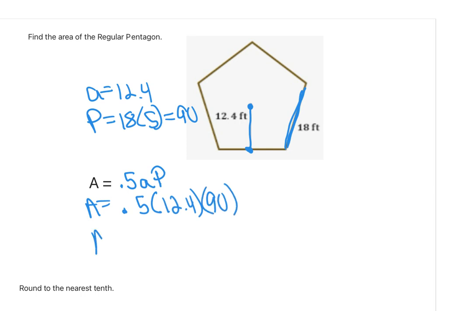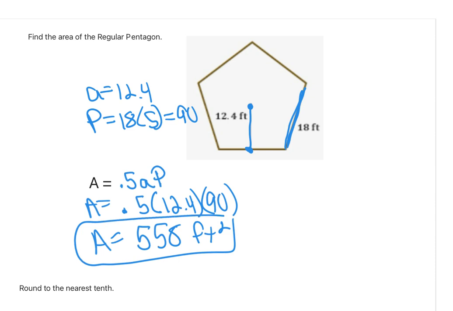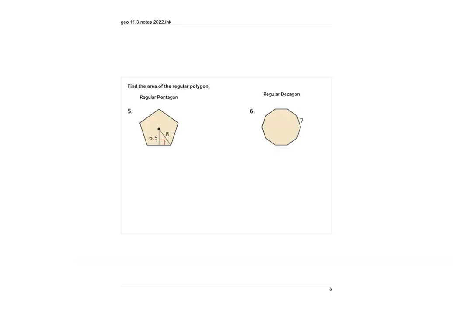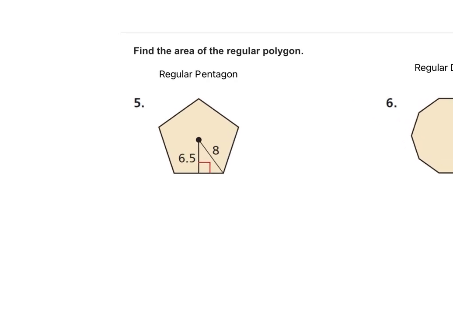And when we multiply those 3 together, we get 558, its area, so we are going to be in feet squared. So that was a nice, easy one. They're not all so nice, though. Okay, now we've got a regular pentagon.